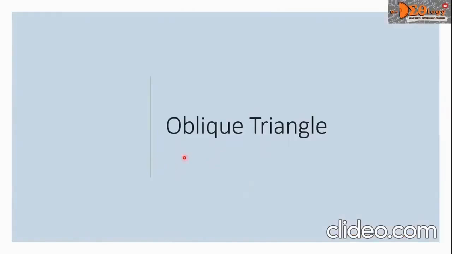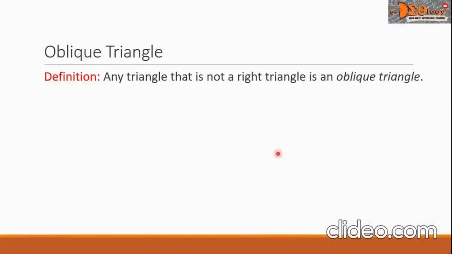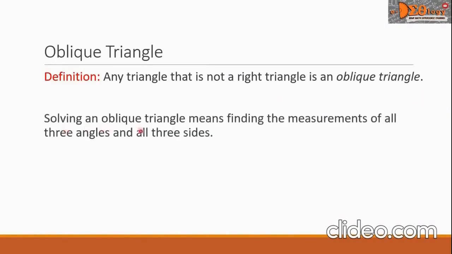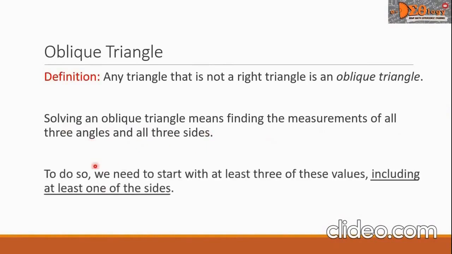Let's go now to the oblique triangle. As per definition, any triangle that is not a right triangle is an oblique triangle. Solving an oblique triangle means finding the measurements of all 3 angles and all 3 sides. To do so, we need to start with at least 3 of these values, including at least 1 of the sides.